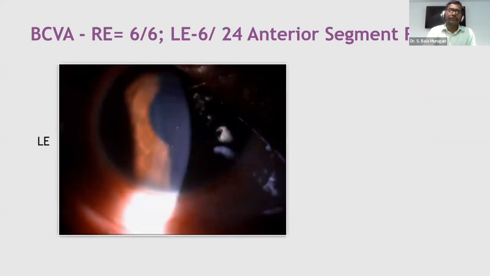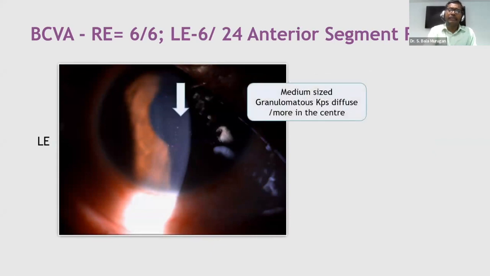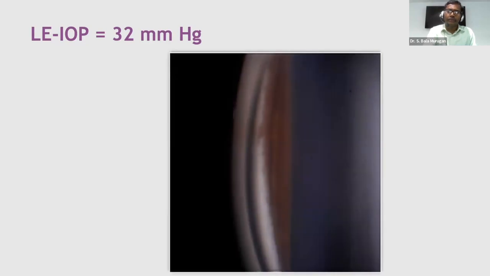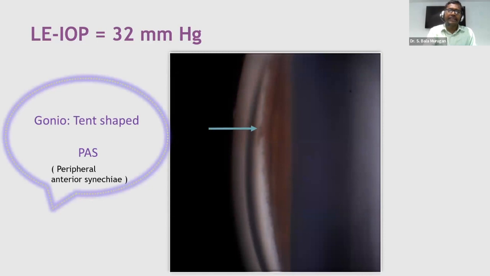Whereas the left eye showed subtle looking non-granulomatous to granulomatous keratic precipitates, and they were medium size, diffuse, more in the center. The left eye intraocular pressure was elevated to 32 millimeters of mercury. Gonioscopy was meticulously done and it showed tent-shaped peripheral anterior synechiae as documented in the picture.